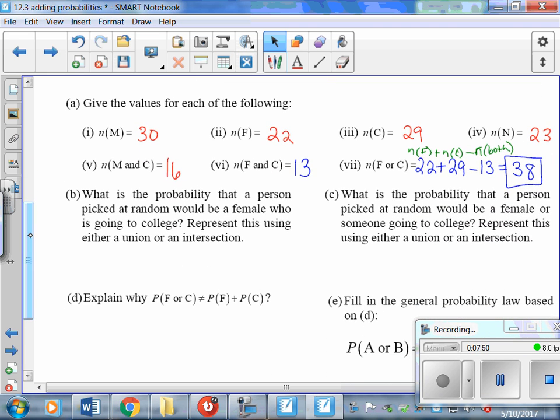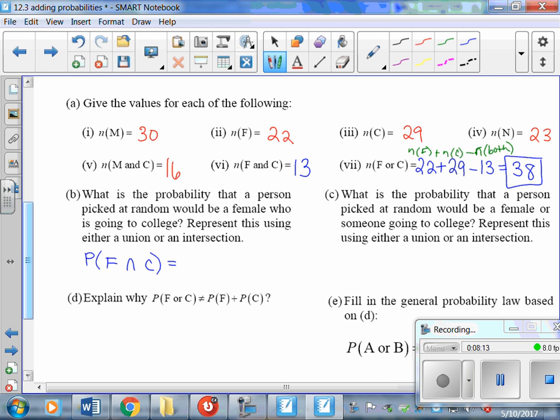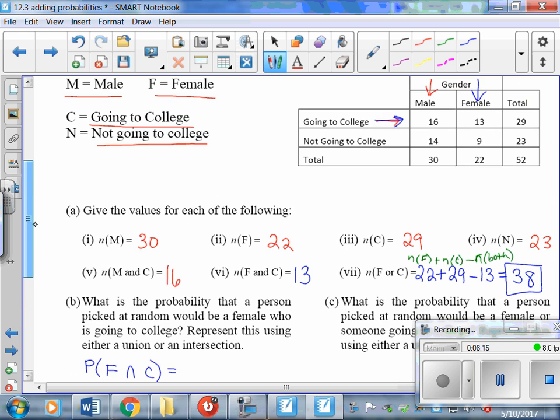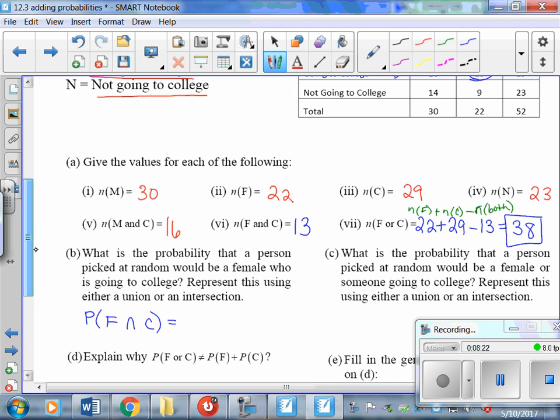What is the probability that a person picked at random would be a female who is going to college, represent using either union or intersection? So in this case, we're going to have the probability of a person picked at random be female and going to college is equal to, now let's just take a look at our chart again. How many females are going to college? Right here, 13. So we can say 13 out of 52.